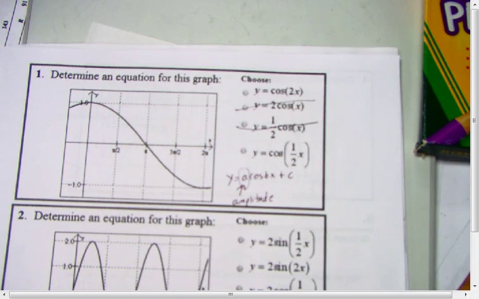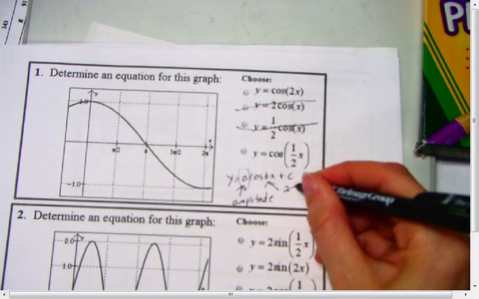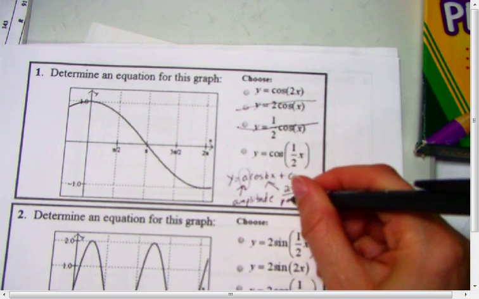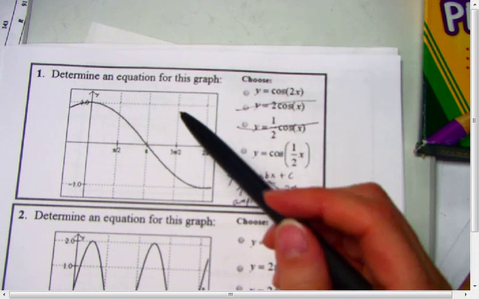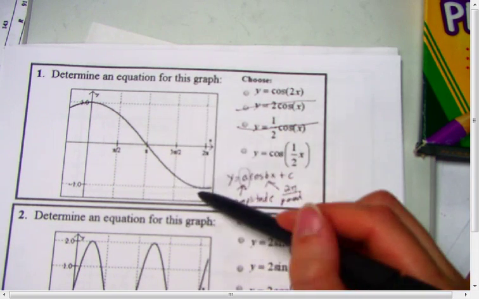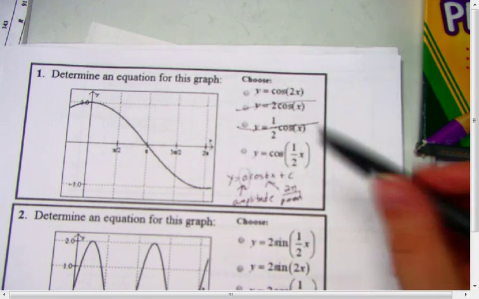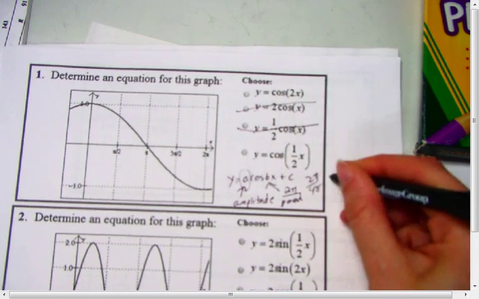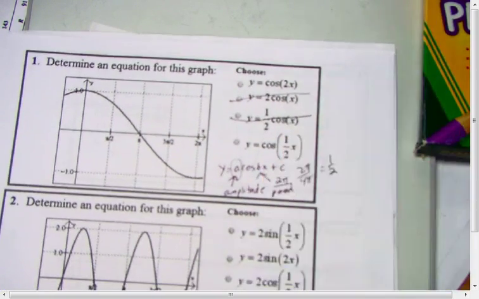All right. Now, what does B stand for? B is 2 pi divided by whatever the period is, when it starts repeating itself. When is this going to start repeating itself? It didn't start at 2 pi. It's going to be 4 pi, right? So we get 2 pi divided by 4 pi gives me 1/2.